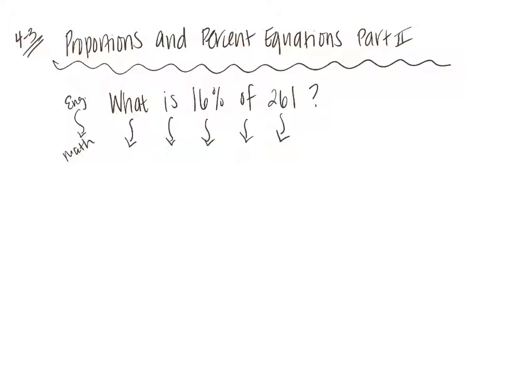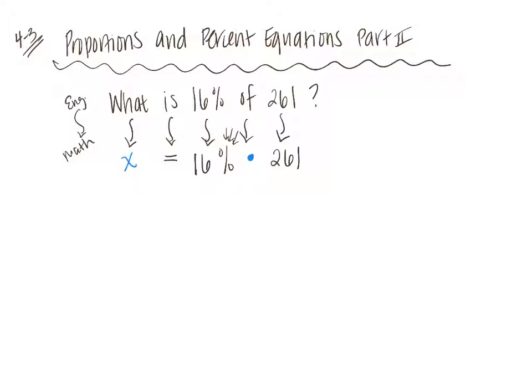All right, what do I use for what? Oh, yay, x. Good. Is equals. I've got a number here, yay. 16%. Of is always what? Multiplication. Oh, yay, I've got another number. 261. All right, we're not quite done yet. I want to turn this percentage symbol right here into a fraction.